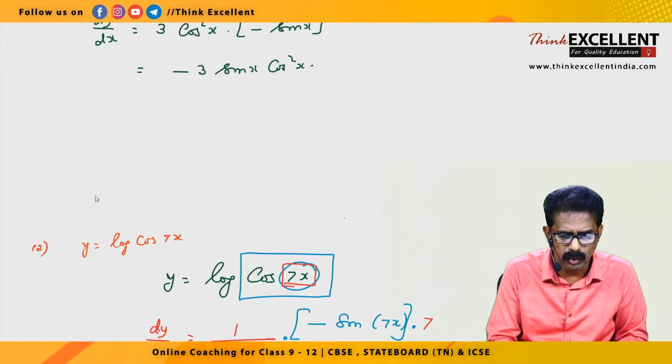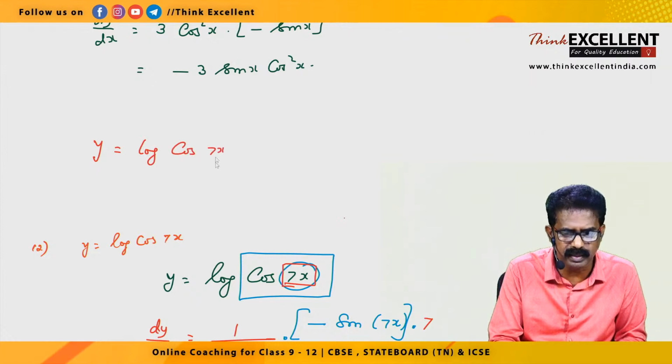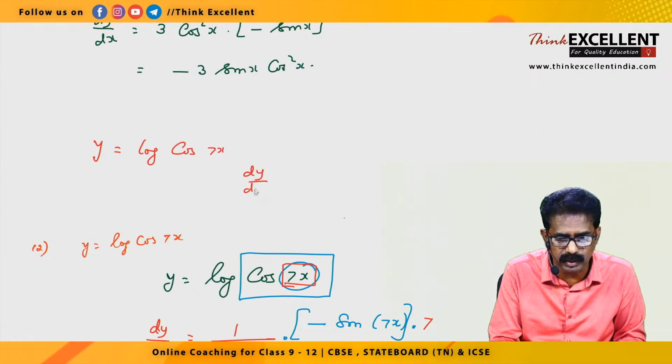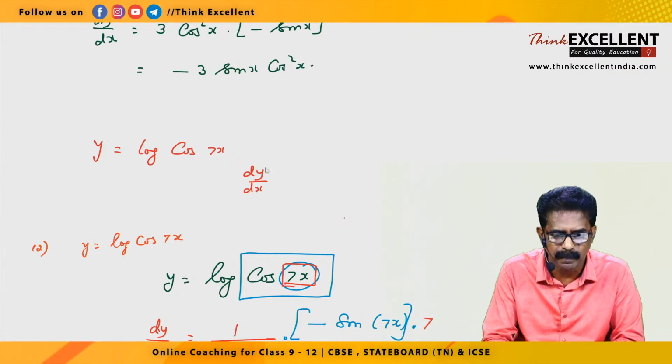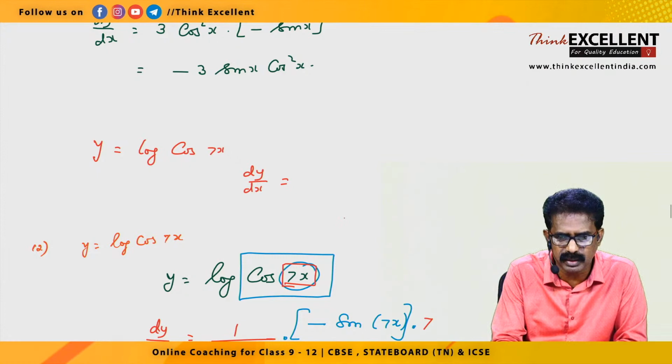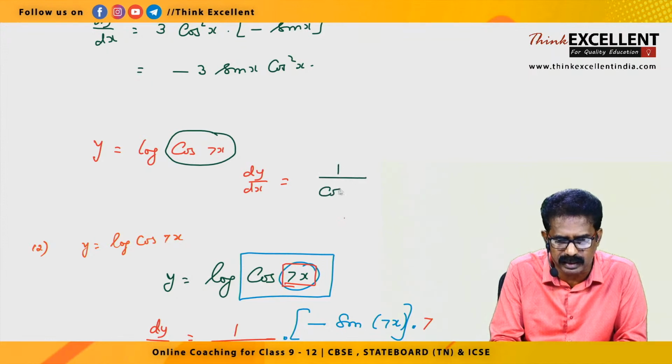Please listen. y equal to log cos 7x. Please listen very carefully. Chain rule we are using 3 times, a function of another function. Listen. dy by dx equal to, first you see this is of the type log x. You take this part as x. Log x derivative 1 by x. So 1 by cos 7x.